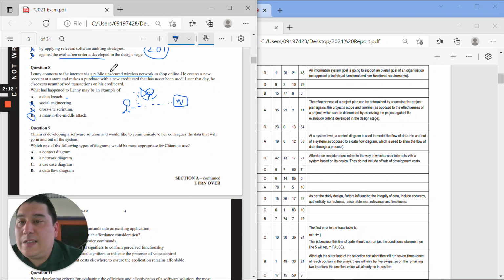So that's sounding like a man in the middle attack, because the giveaway is he's on an unsecured wireless network to shop online. He creates an account on the store, which is over here, with a card that's never been used. Later that day, he discovers unauthorized transactions on his credit card. So he's sending over his numbers, that 5 travels along, and that 5 goes to the website, but Mr. Man in the middle here can also view that 5, and he saves it, and then does his own transactions later in the day. So I'm going with man in the middle.